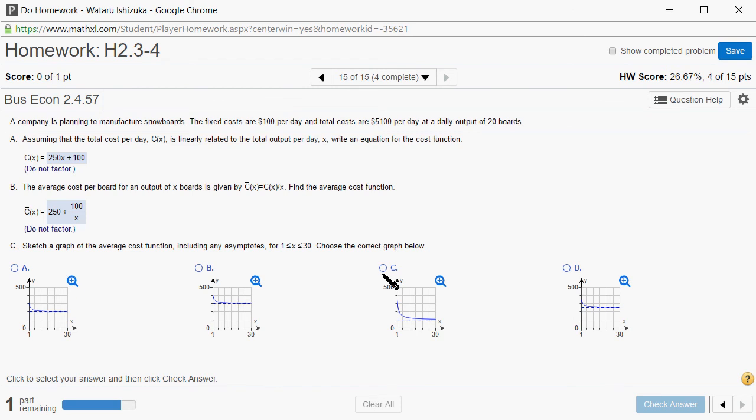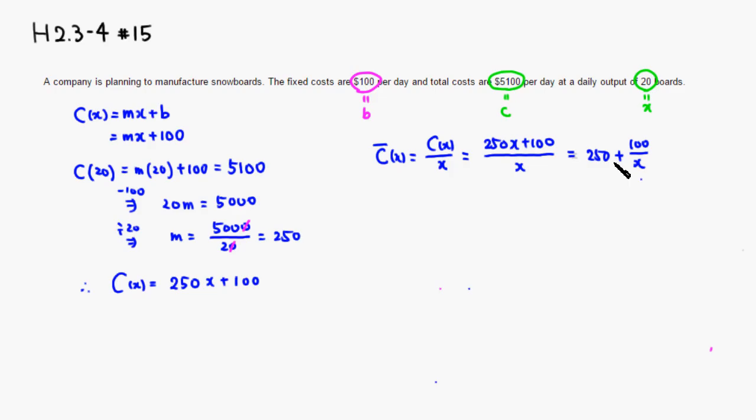Next, sketch the graph of the average cost function including any asymptotes. Let's go ahead and find the asymptotes. What would be the vertical asymptote? You can see that when x equals 0, it's going to blow up. So the vertical asymptote is going to be x equals 0, and also 0 doesn't make the numerator equal to 0. How about the horizontal asymptote?